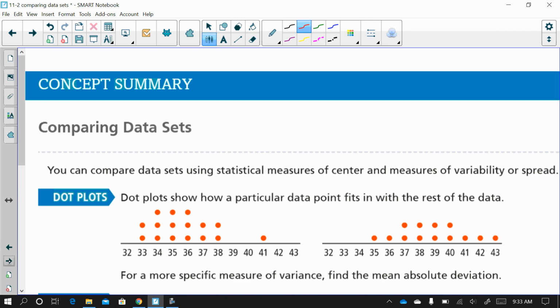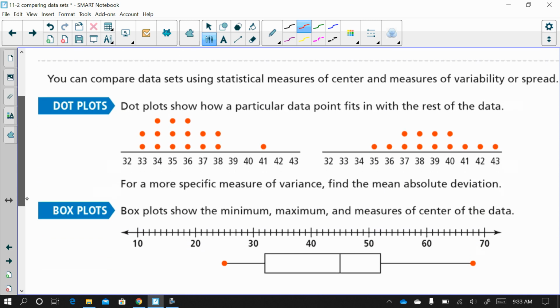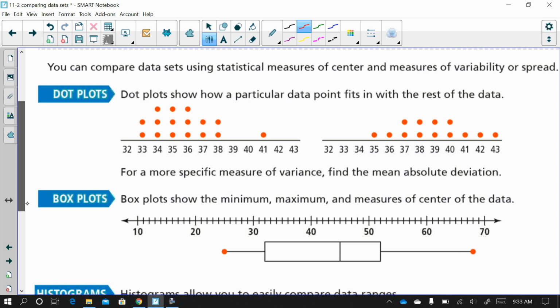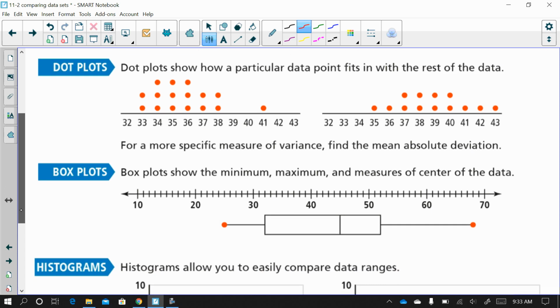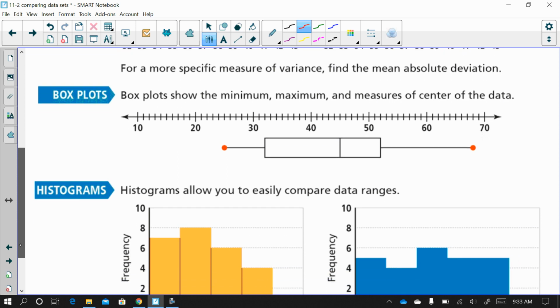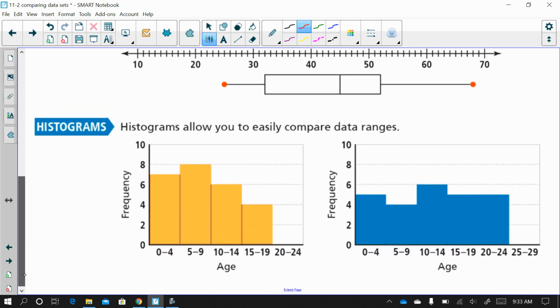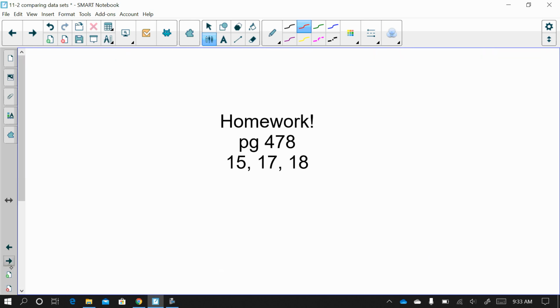And that's it for 11-2. So here's a summary. Remember dot plots. We can compare data using statistical measures of center and the measures of variability. So dot plots show how a particular data point fits in with the rest of the data. For a more specific measure of variance, we find the MAD. Box plots show your min, your max, and the measures of center. And then histograms allow you to easily compare data ranges. So some interesting points there.